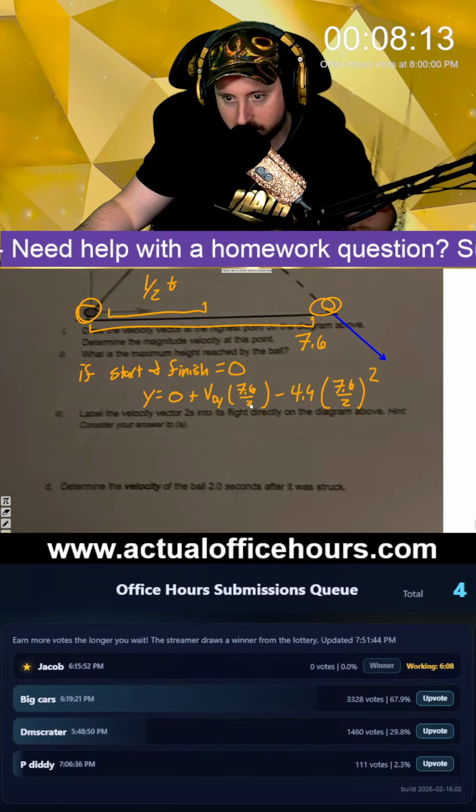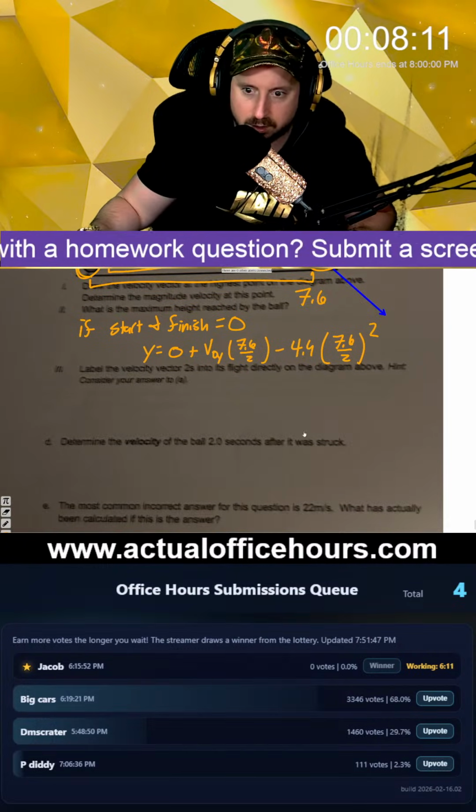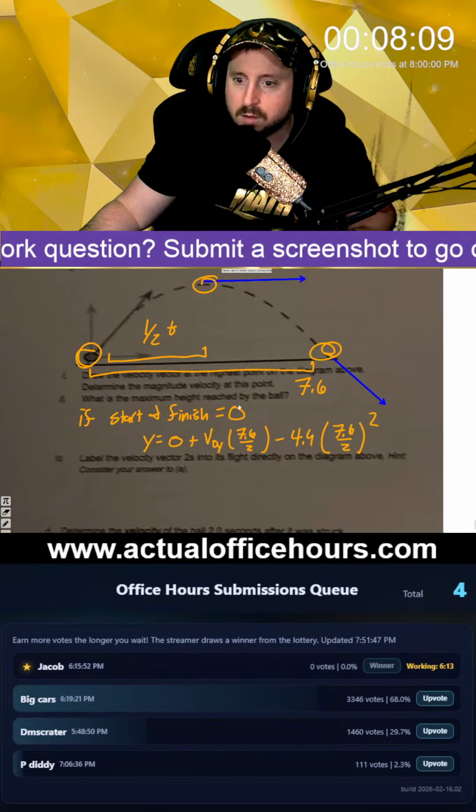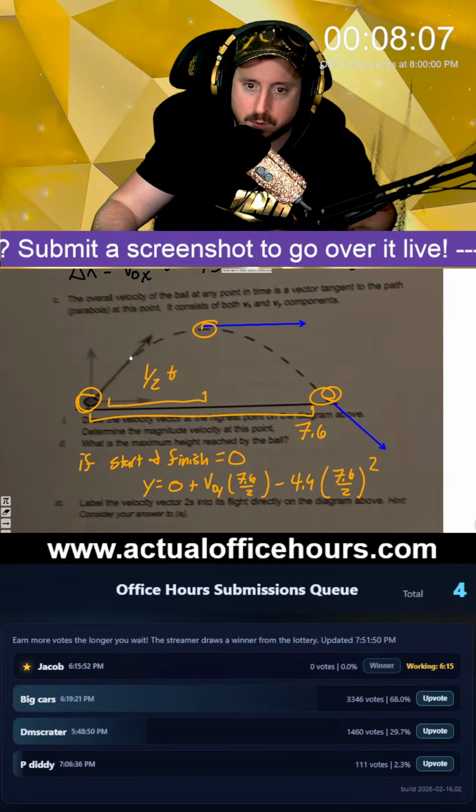Determine the velocity of the ball 2 seconds after it's struck. And then 2 seconds into the flight. So 2 seconds into the flight would be here.